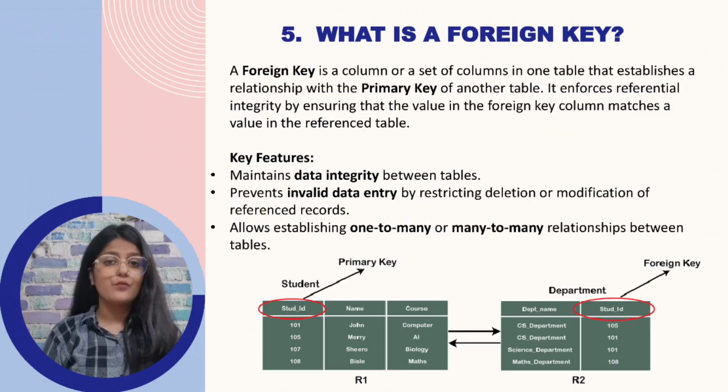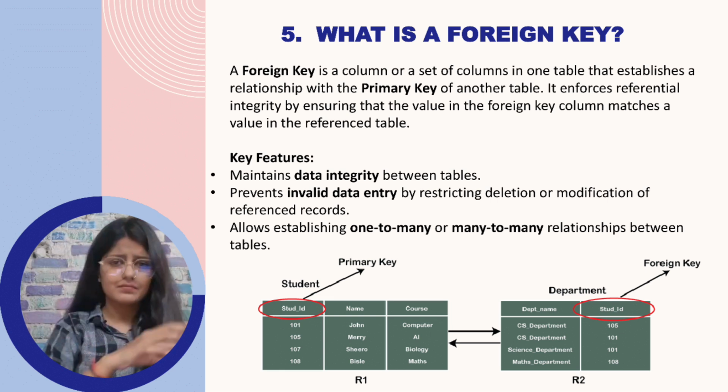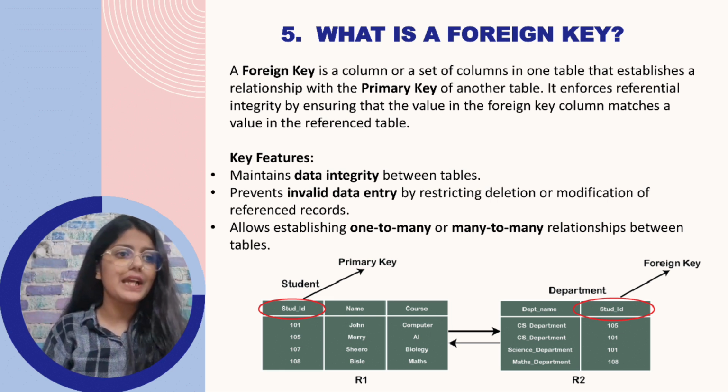Next question is, what is a foreign key? So basically a foreign key is used to establish a relationship between two tables. What is written here? A foreign key is a column or set of columns in one table that establishes a relationship with the primary key of another table. Before we read this definition, let's jump to the example which I put downside.